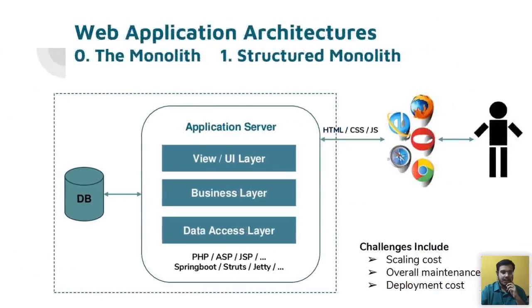Let me proceed on to how web applications were architected in the initial phases, right? Computer professionals, you know that indexing always starts with 0. So I put 0, the monolith, and number 1, structured monolith. Initially we had web applications developed, put into a server machine, and that server running forever, and it connected to a different database server. And end users always try to access it through browsers, right?